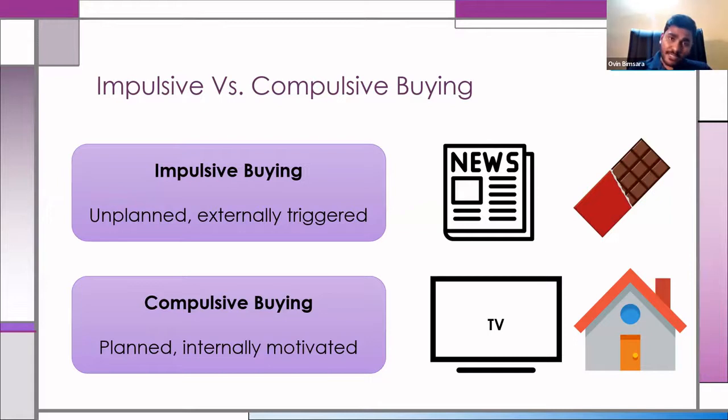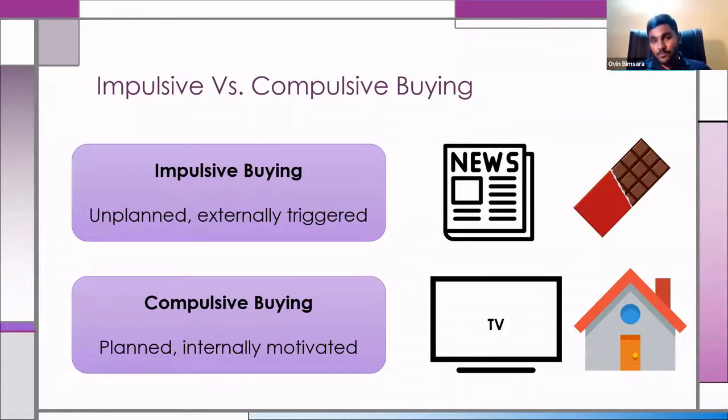When it comes to impulsive buying, you don't think about it. Suddenly, you are triggered from an external matter and you buy the product. But when it comes to compulsive buying, you think about it, you make a plan, you have a lengthy decision-making process, and you have been internally motivated. And based on that motivation and the plan you have made, you buy the product.